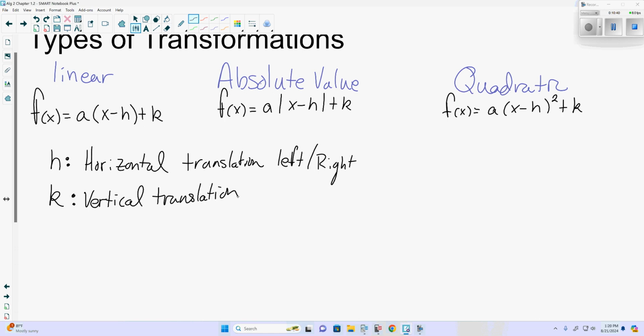Translation, which means it's going to move it up or down. If K is positive, it's going to move it up. If K is negative, it's going to move it down. Questions on this so far? Now, for the most part with linear, H isn't going to do a whole lot, because H and K, for the most part, are going to do about the same thing. There's only a few cases where it doesn't, but for the most part, H and K are going to be about the same. All right.